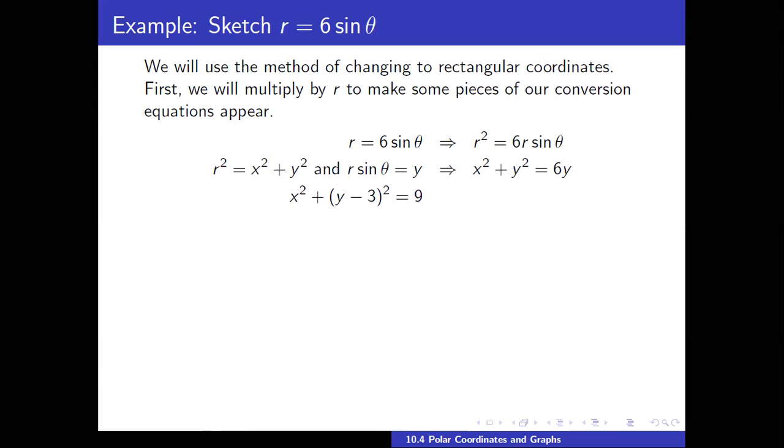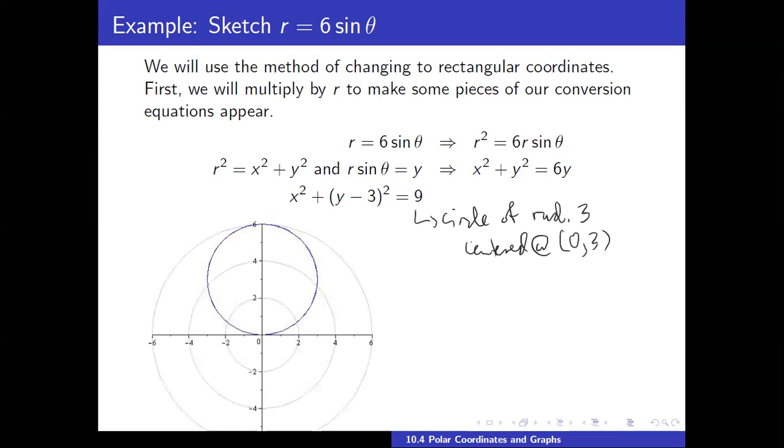What kind of a conic section is this? The circle of radius 3, centered where? Yeah, so it's a circle of radius 3 centered at 0, 3. Okay, that's cool. There it is. Does that make sense?